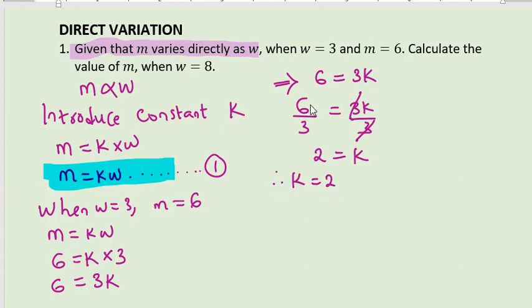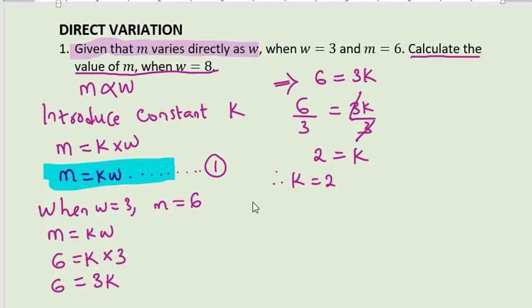Now it doesn't matter if you have your values here and your variable on the right hand side. It doesn't change anything. You can always exchange them. You can always solve directly. It's still good. Okay, we are done with this other part of the question. Now let's figure out the last part of the question, which says calculate the value of m when w equal to 8. So this is the last lap of this question.